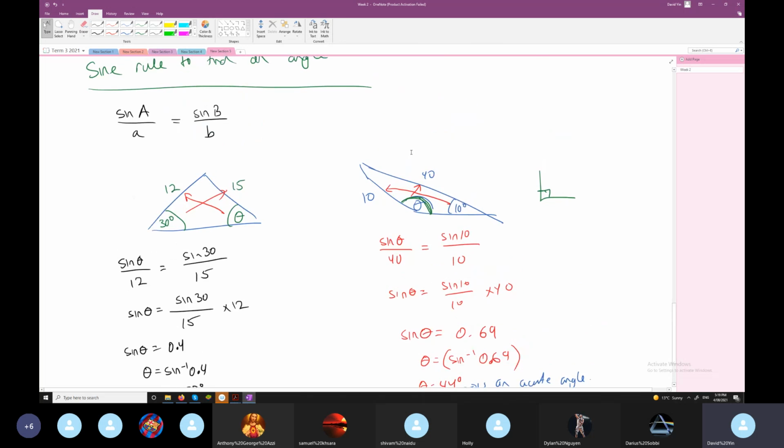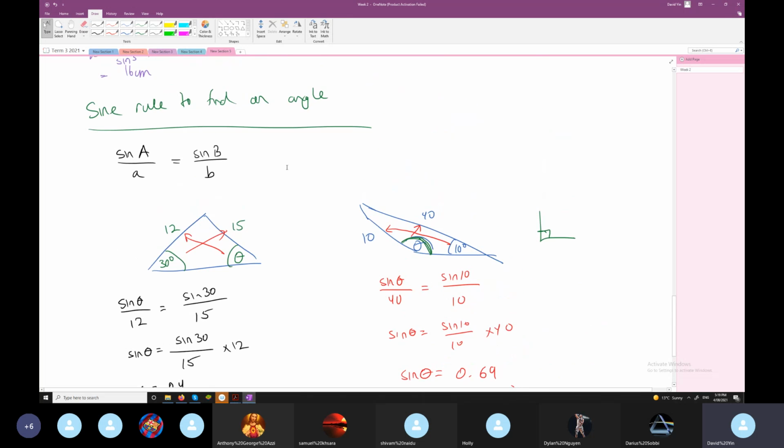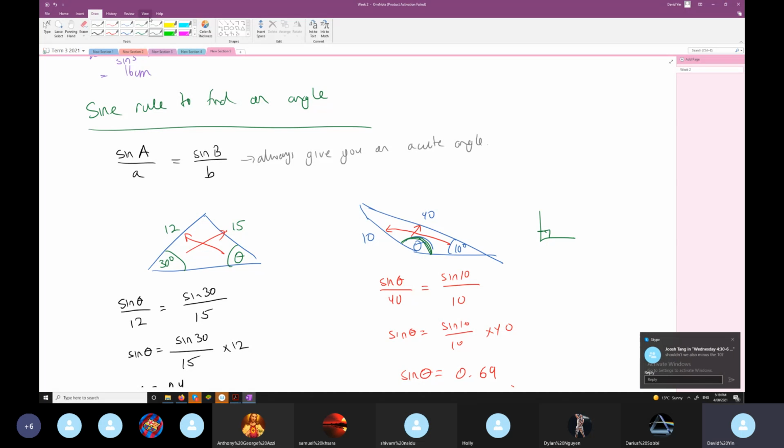Now, one thing I want to mention is that this formula will always give you an acute angle. So if you need an obtuse angle, you get your answer and then you do 180 minus that.